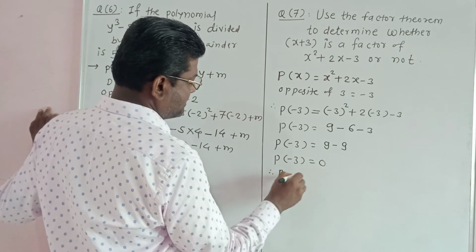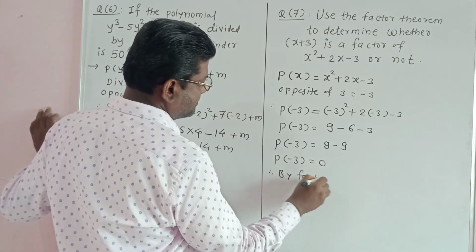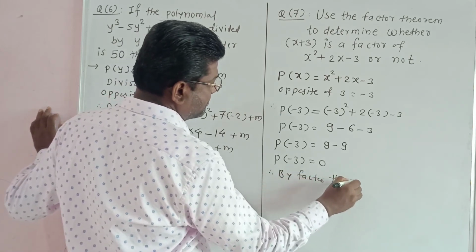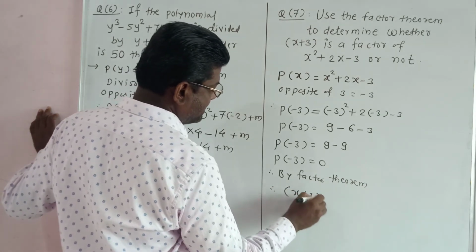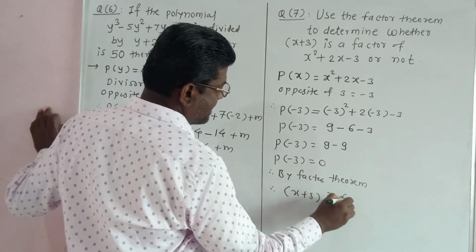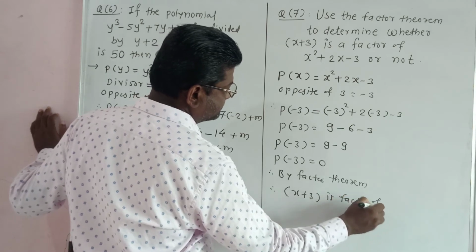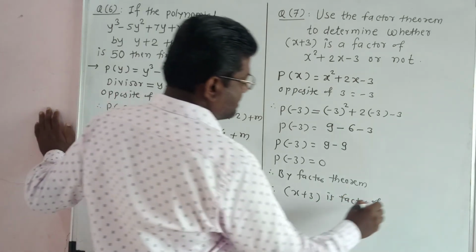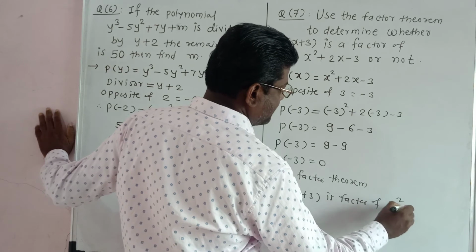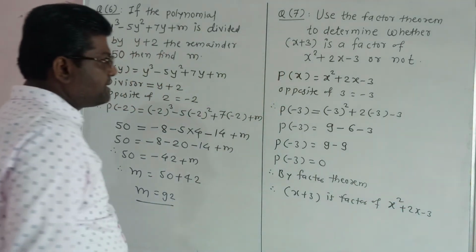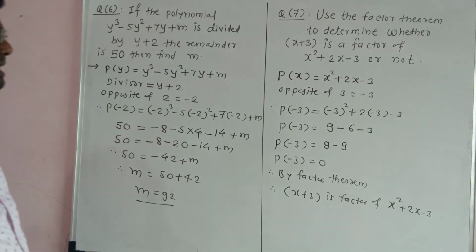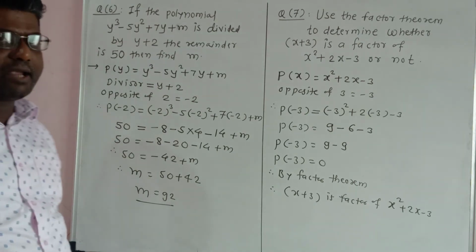Therefore by the factor theorem, x + 3 is a factor of x² + 2x - 3.